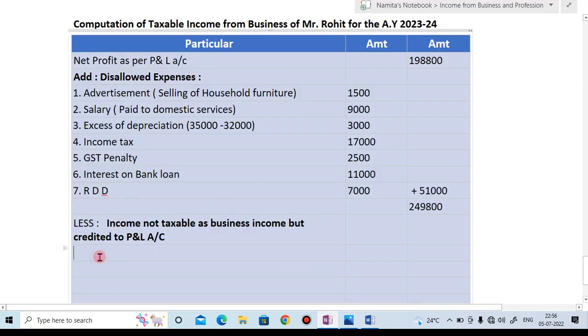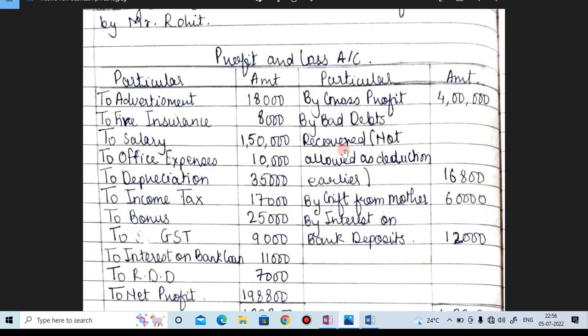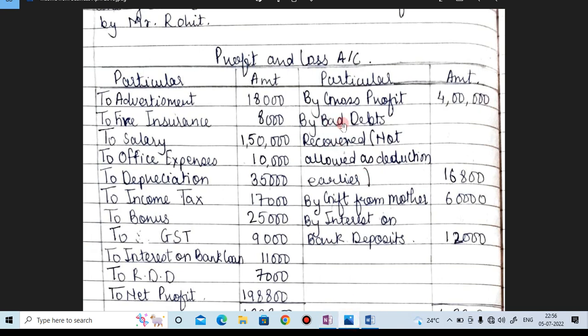So first will be bad debts recovered, in bracket write not allowed as deduction. Amount of bad debts recovered is what? 16,800. After bad debts recovered, what is there?